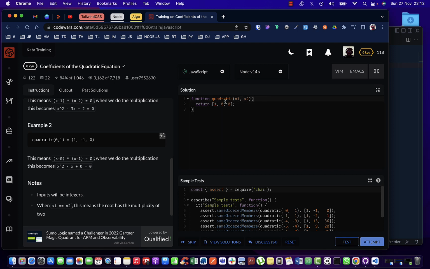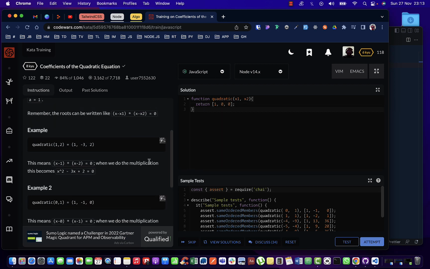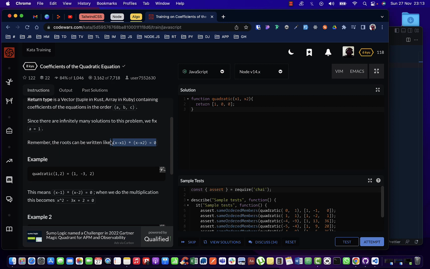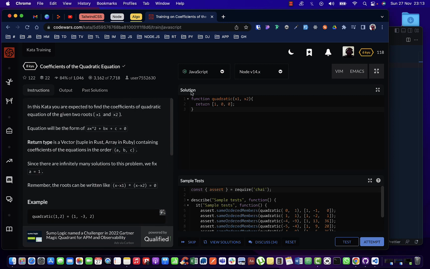So let's try and solve that here. What we have here is the quadratic, and we're given the two roots which will be applied here. So we are meant to return the coefficients, as we are asked to find the coefficients of the quadratic equation. So to solve this, we need to just express it this way first. And once we analyze that, we will know what we should end up with to create the function. So let me just hide this, and I'm going to start with JavaScript as usual.